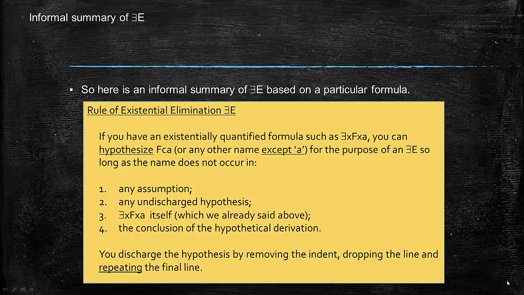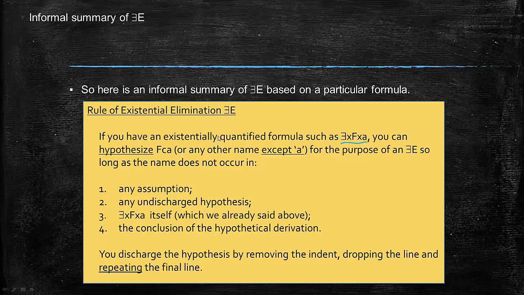So let's go ahead and try to consolidate our understanding of existential elimination. I'm going to give you two versions of a summary. The first one is this informal summary. And when I call it informal, I don't mean that it's somehow not good enough. For our purposes, it's really good, probably a better way of understanding it than the formal way, because it's easier to understand. But what I mean by informal is that I'm going to state the rule with respect to a particular formula rather than a general characterization of any formula.